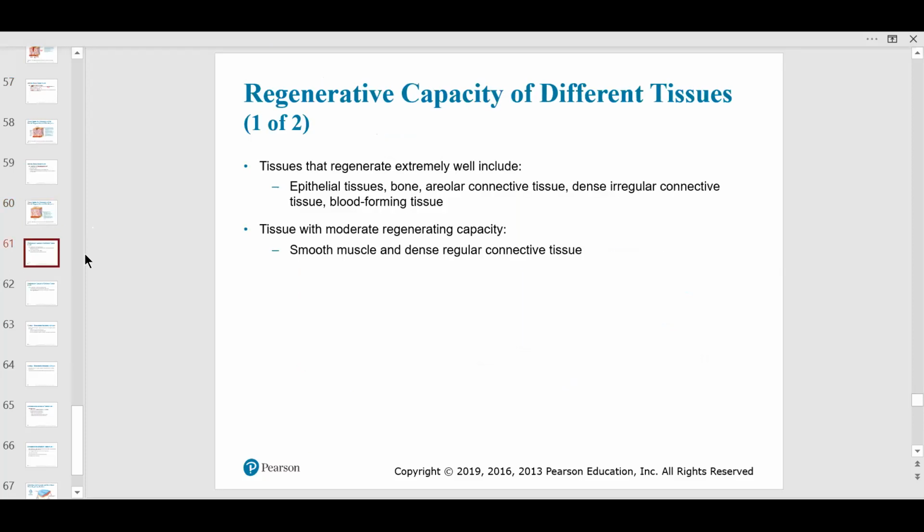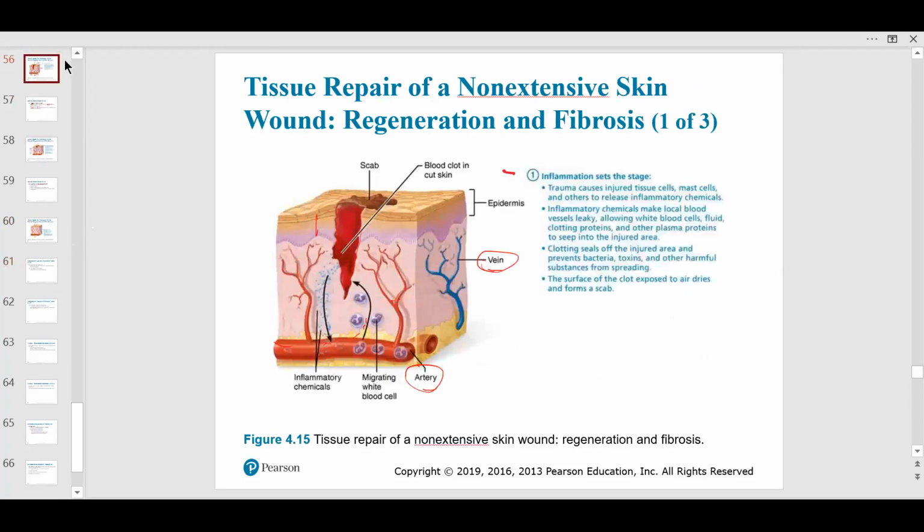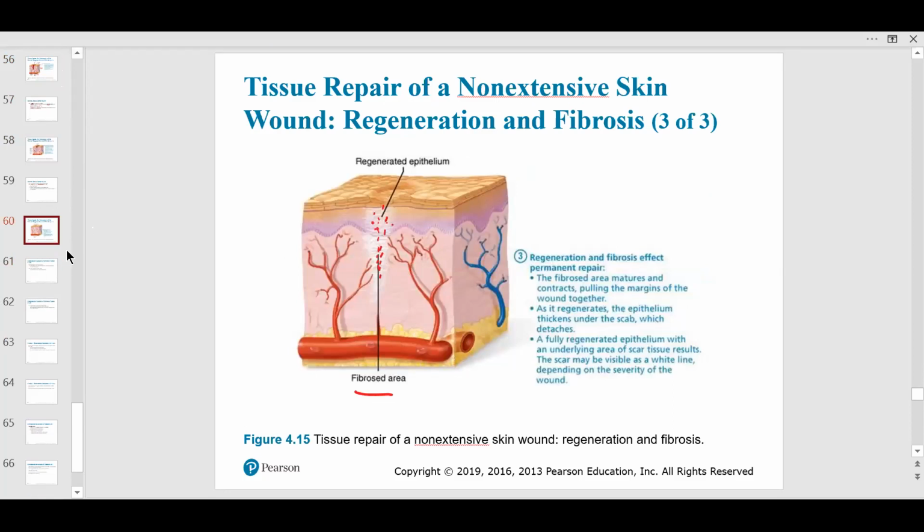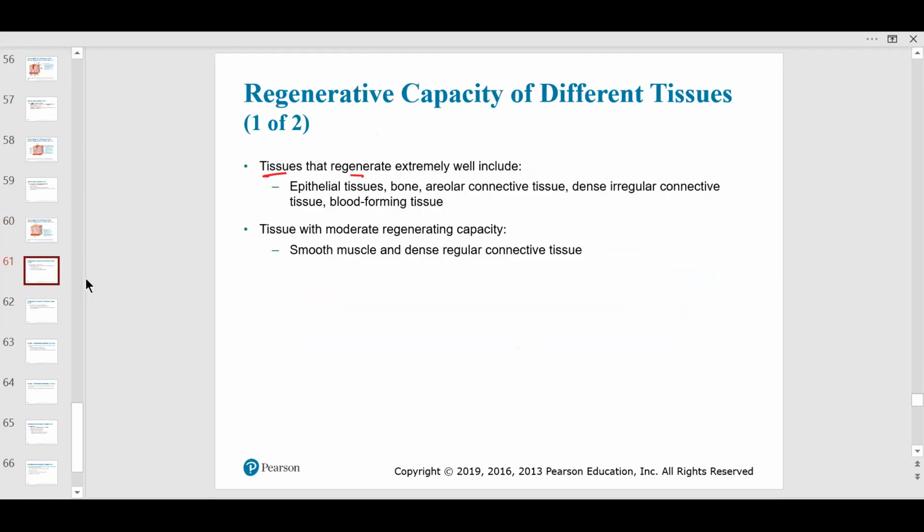So there you go. So remember those. The first step is inflammation. That's basically what I'm going to ask you. The first step is inflammation. The last step is the fibrosing. So let me just go through that one more time. So make sure inflammation, organization of the blood supply and regeneration, and then regeneration of the fibrosis, which is the scar tissue. Your book kind of complicates it more than it really should be.